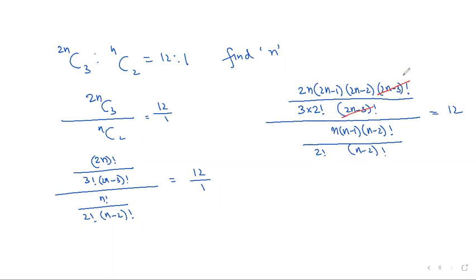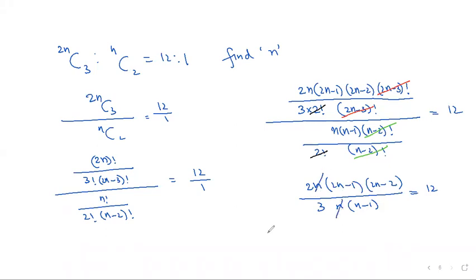This went away with this. This went away with this. And this went away with this. Is it okay? So now what is left? 2n into 2n minus 1 into 2n minus 2 upon 3 into n minus 1. This n also gone.